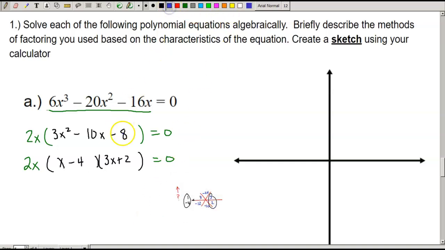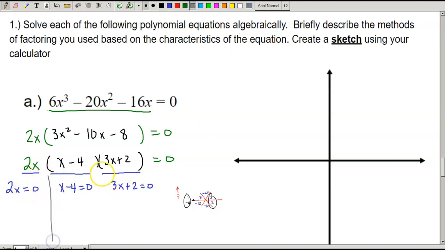Now what we're going to do is use the zero product property. We have this times this times this equals 0. So we use that same zero product property that says one of these has to be 0. So we can set them all equal to 0. We first have 2x, and we can set that equal to 0. We have the x minus 4. We can set that equal to 0 because that's a possibility. And then we have the 3x plus 2. We can set that equal to 0.